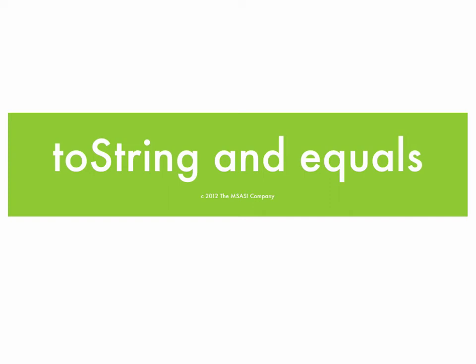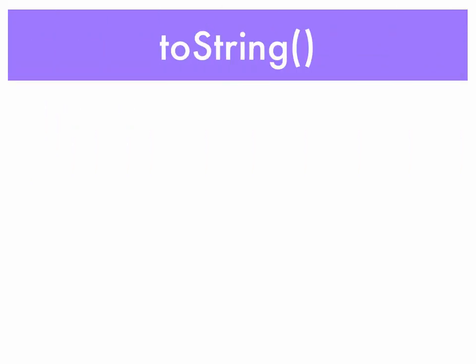Hello, this is Professor Brown-Cedarberg, and we're going to talk about two methods that you should include in any class that you develop. And those two methods are the toString and the equals methods. Let's first look at the toString method.